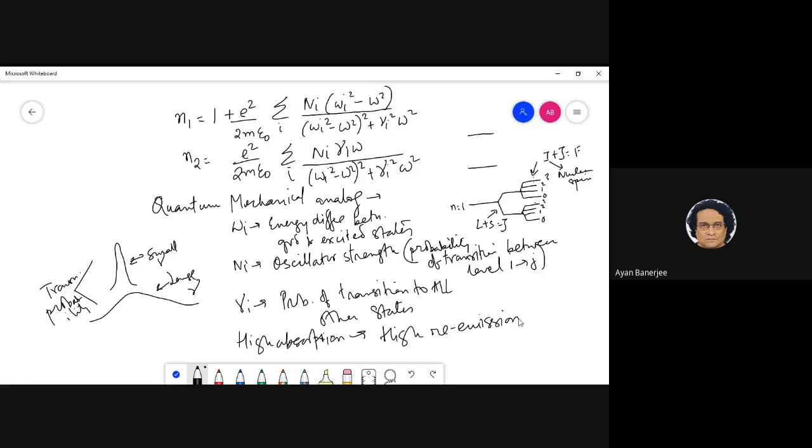Therefore, it cannot exist. So we take recourse to Brewster angle, a particular angle at which that is not possible. But here we are talking about reflection in general.